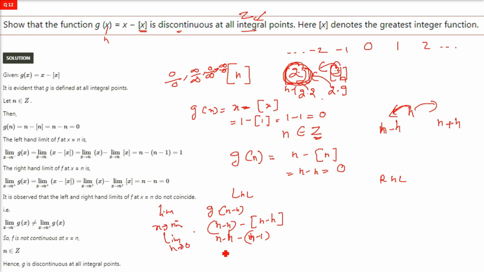So as h tends to 0, this is going to be 0, n minus n plus 1 it will be, and n gets cancelled, you have 1 here. The value is 1. Right hand limit, let us come on to the right hand limit. What is the right hand limit?